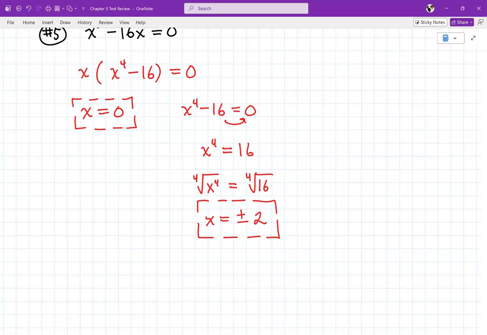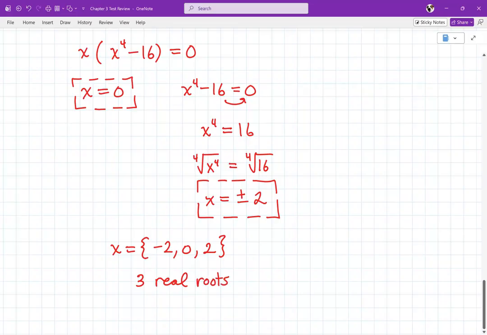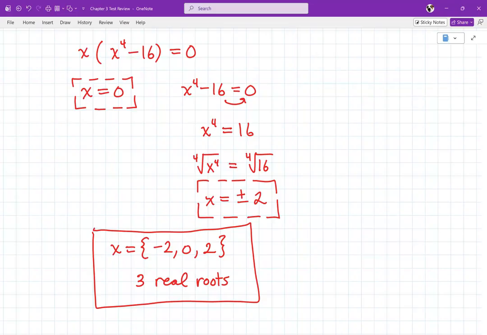So they want to know how many solutions that we got and what type of solutions, right? So I got all three answers right there. So my answers are -2, 0, and 2. And then I'm going to list the types. I'm going to put 3 real roots. None of these were imaginary. There was no i in any one of those.